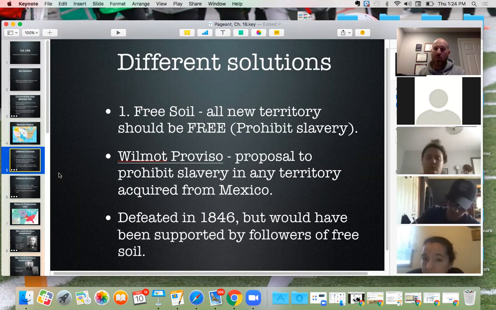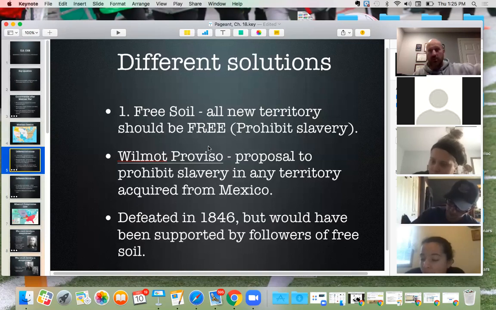Well, you have the formation of a group called Free Soilers, and they're actually going to form a Free Soil Party. What they support, and what they want, is that all new territory should be free. We can't do anything about where slavery already exists. The Constitution says we can't do that, but all new territory should be free. Now, the Free Soil Party is an interesting group. They're made up of those who oppose slavery on moral grounds, people like Garrison, who believe slavery is evil and shouldn't exist, period, to those who don't want to share land with African Americans.